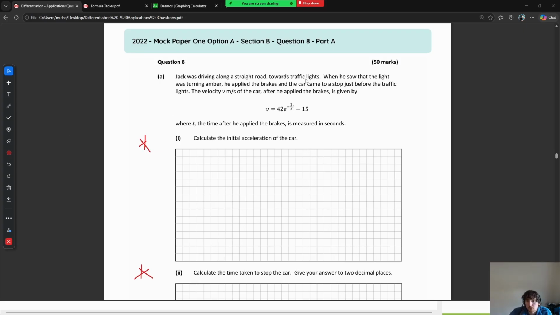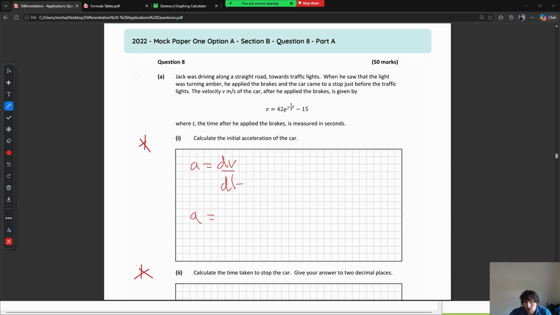Jack was driving along a road towards traffic lights. When he saw that the light was turning amber, he applied the brakes, and the car came to a stop just before the lights. The velocity, important now, the units are meters per second, after he applied the brakes is following this exponential formula, where t is the time after the brakes were applied. Great. Find the initial acceleration. So we need a formula for acceleration here. Acceleration is dv dt.